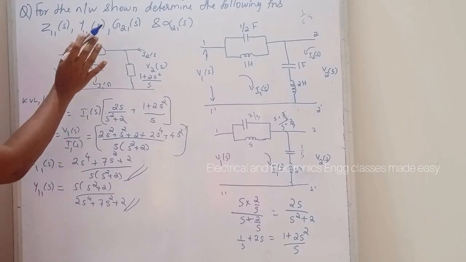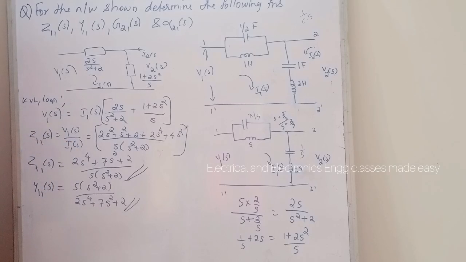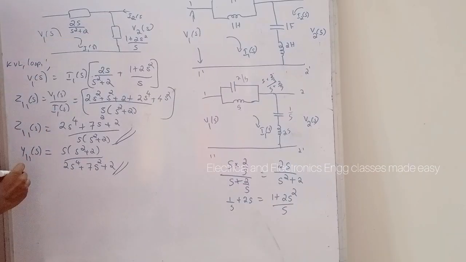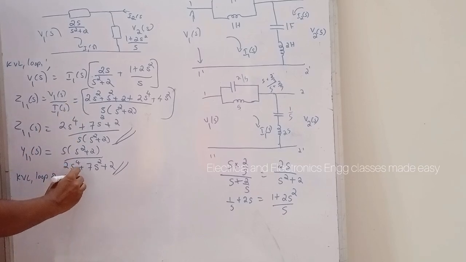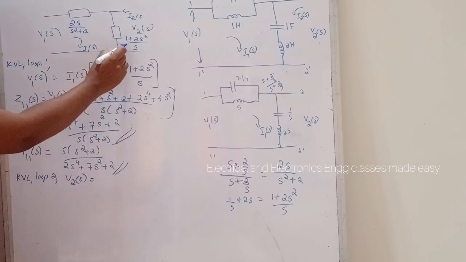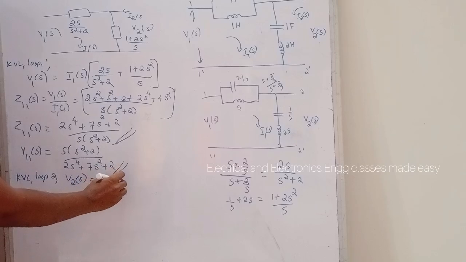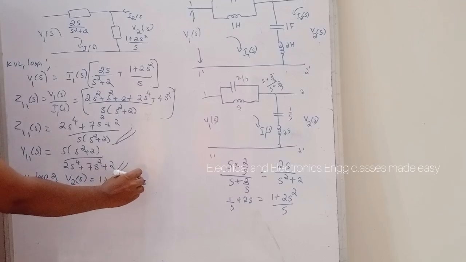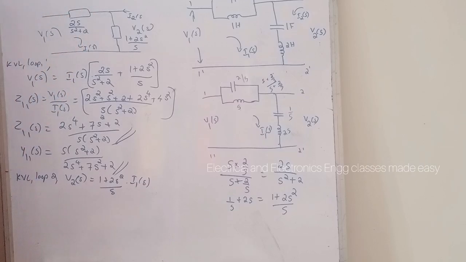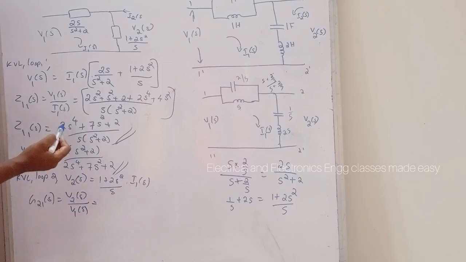Now we have to find G21 of s and alpha 21 of s. So for that, apply KVL for the second loop, that is KVL for the loop 2, we will get V2 of s is equal to (1 plus 2s square) divided by s into I1 of s. Then what is G21 of s? So G21 of s is equal to V2 of s divided by V1 of s. So V2 of s is this one and V1 of s is this one.